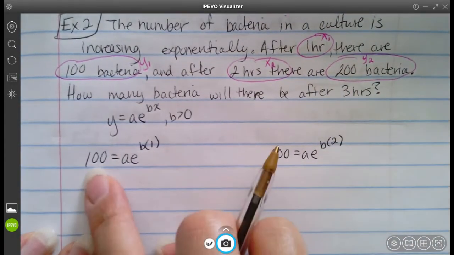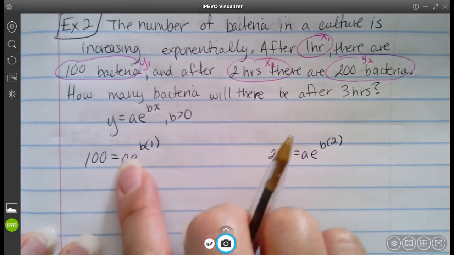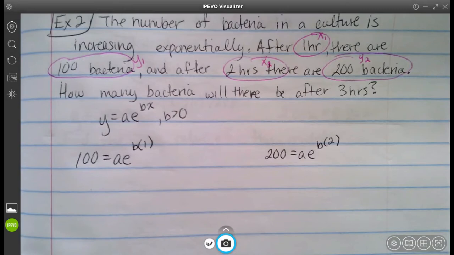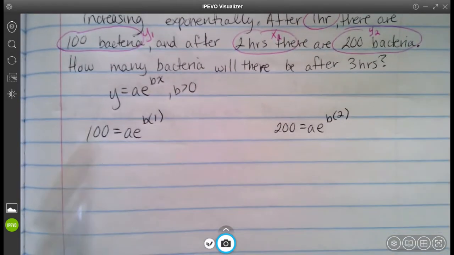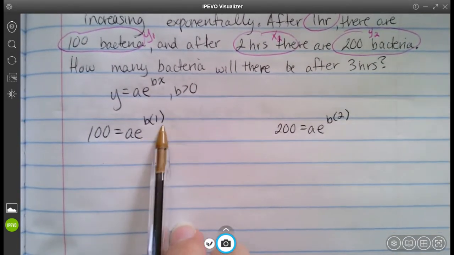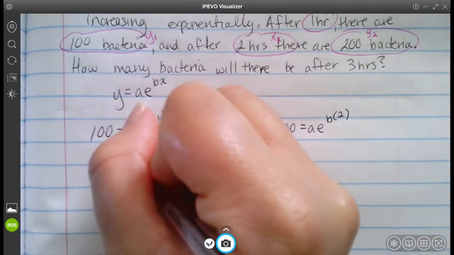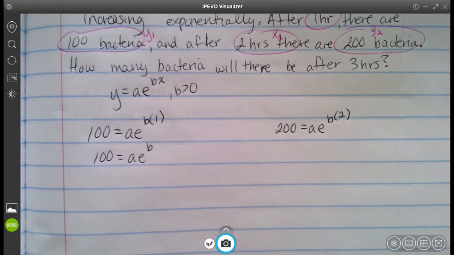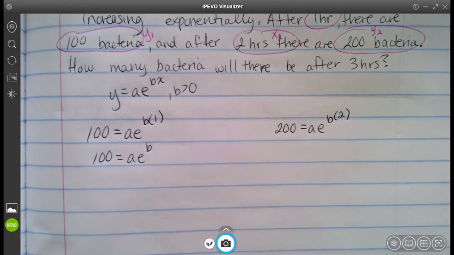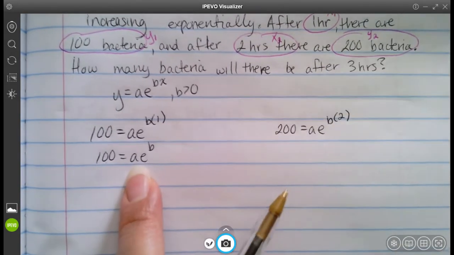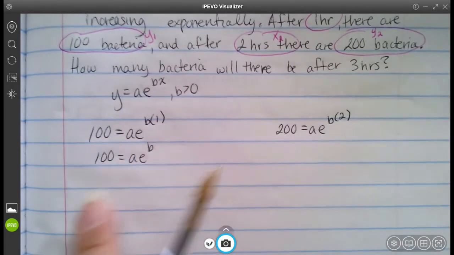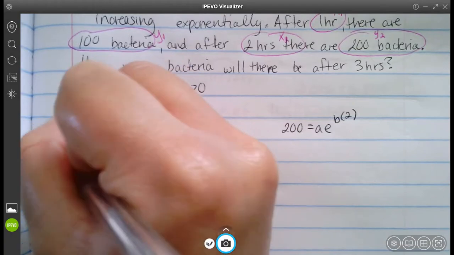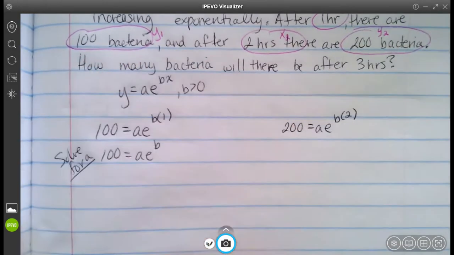All I'm doing is plugging in what I know. The 100 and the 1 go on this first one. The 200 and the 2 go on this one. I'm going to work out what I can. This first one is going to be easier to work with because b times 1 is just b, so I can get rid of that extra number. I'm going to try to solve for a, so I can plug that whole thing into the a over here. So we're going to solve for a here.